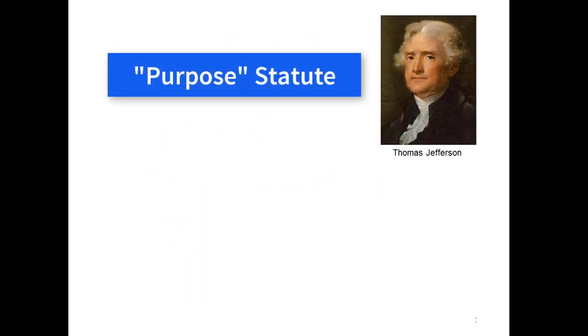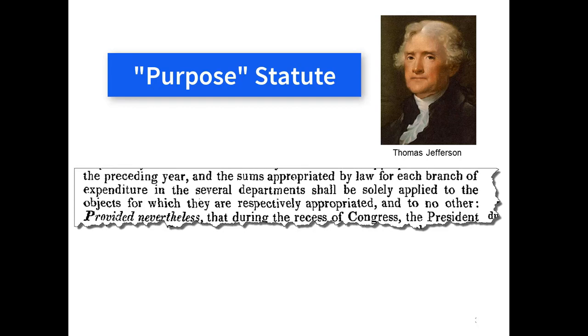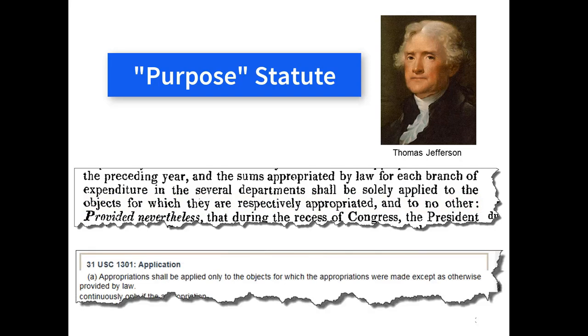In 1809, at the very end of Thomas Jefferson's term, and in response to actions of the executive branch in reallocating appropriations to purposes other than those authorized by Congress, the Congress passed what has come to be known as the Purpose Statute. Basically, this statute states that appropriations can only be used for the purposes stated in the Appropriation Act and no other. This statute is still in effect. The current version, codified in Section 1301 of Title 31, has essentially the same language.